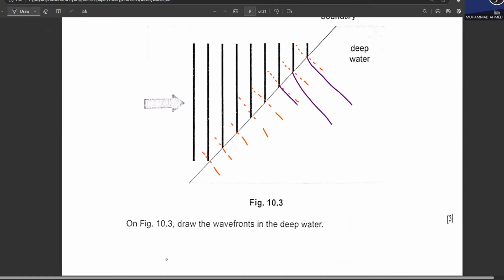Somewhat like this. Obviously, you can draw much better lines than me, but I hope you get the point. The waves start to bend towards the normal. One second. Let's draw it in a neat manner. Let's do it like this. The wave starts to bend towards the normal. Something along these lines.